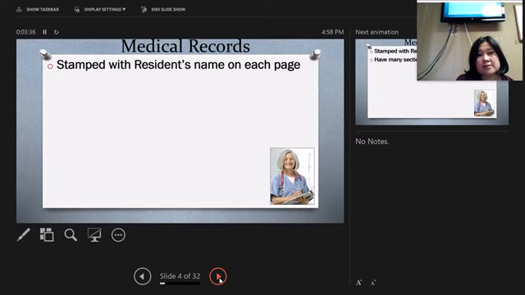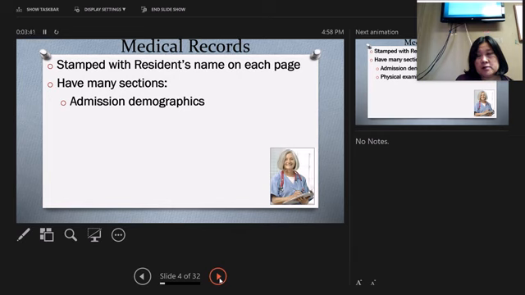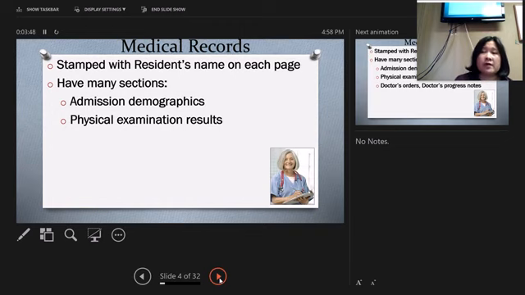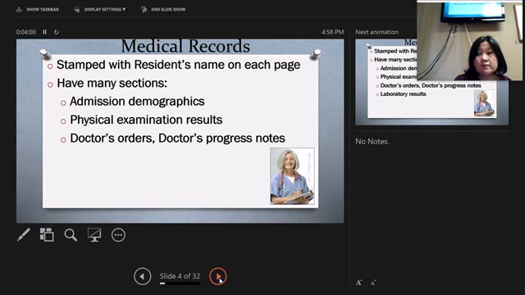Your medical records are stamped with the resident's name on each page. They have many sections, and the admission demographics we talked about. The nurse is going to come in and ask them some information about their history or their medical background and their allergies. All of the admission demographics is part of the nursing flow sheet. But the CNA is in charge of the inventory sheet part of that, making sure you're writing down what the residents bring in with them as far as their clothing, their adaptive equipment, their walker, their wheelchair, their glasses, their hearing aids.